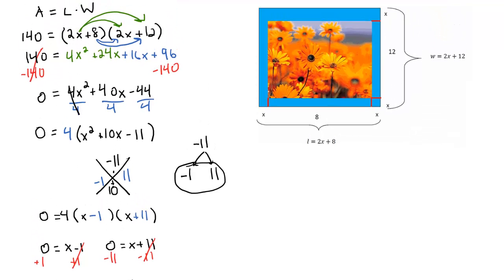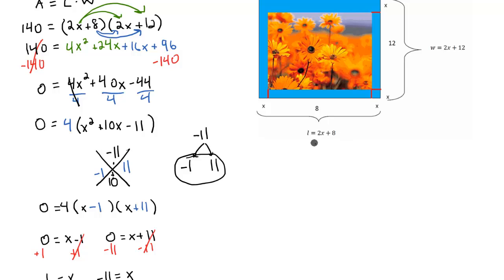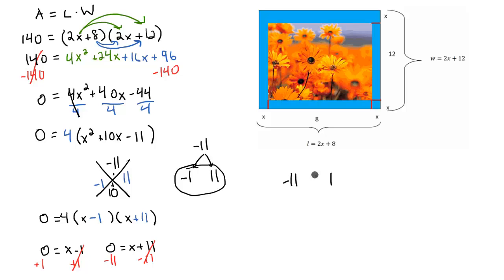If you look at my equations here for width and length, we need to plug in an x value. But if we plug in that negative, what was our negative? It was a negative 11 and a positive 1 that we were going to use for x's. So x equals negative 11, x equals 1. If we plugged in a negative 11, we would get negative sides over here, which just can't work. You can't have a negative side, right? So I don't want to use negative 11. I'm just going to use that positive 1.